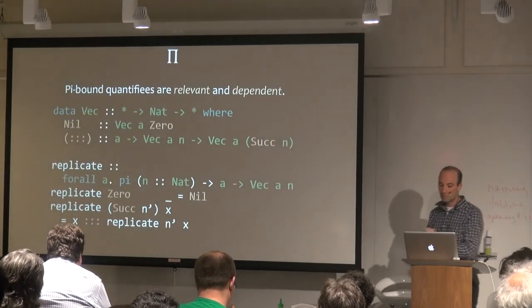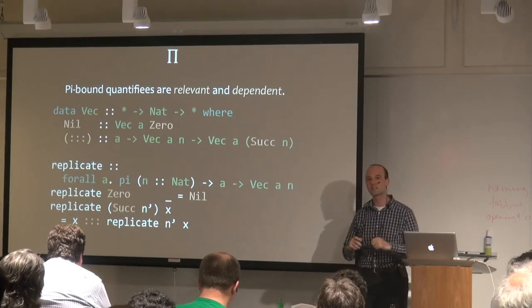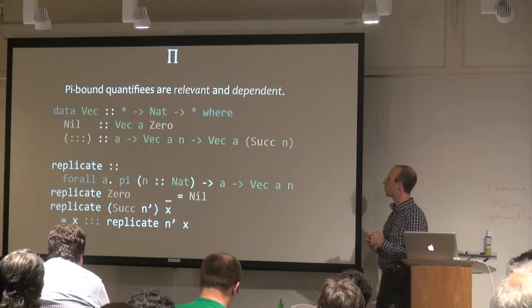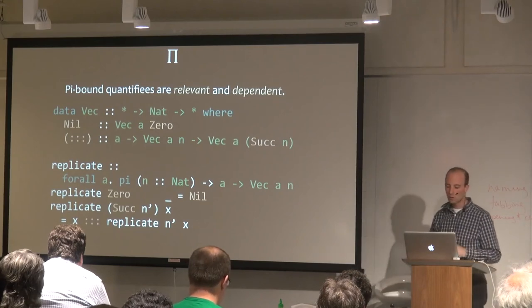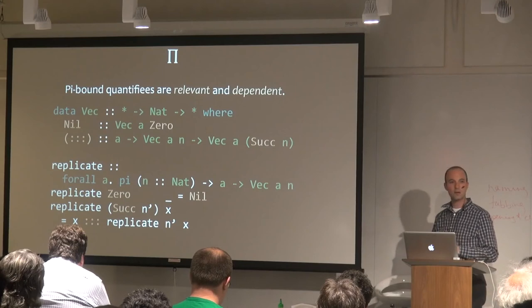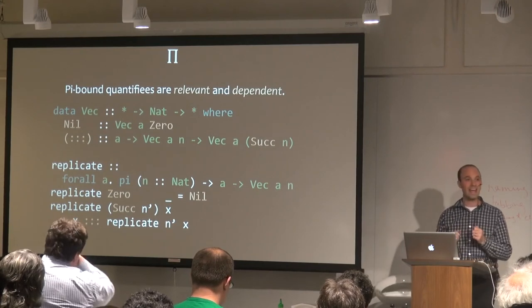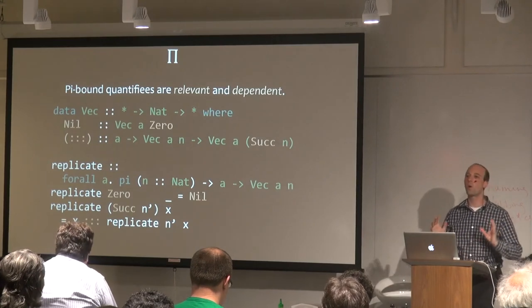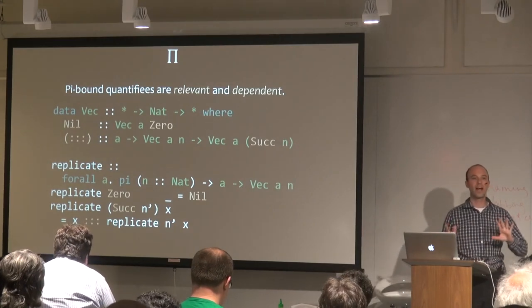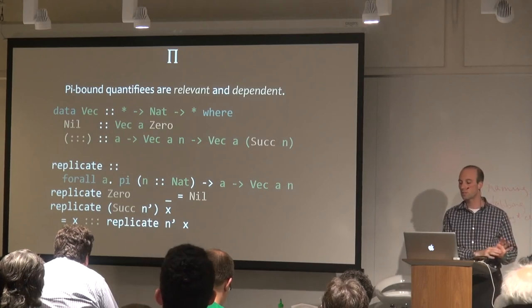So let's see the example. This is a slightly reformatted version, but I think it's a little bit more perspicuous than the one we saw earlier. This is the same Vec type that we saw in today's example. And here in replicate, I'm going to use forall to bind the A, because I don't want to have to worry about what my element type is in my method. I don't want to have to pass that in explicitly. I just want it to be inferred for the indication.